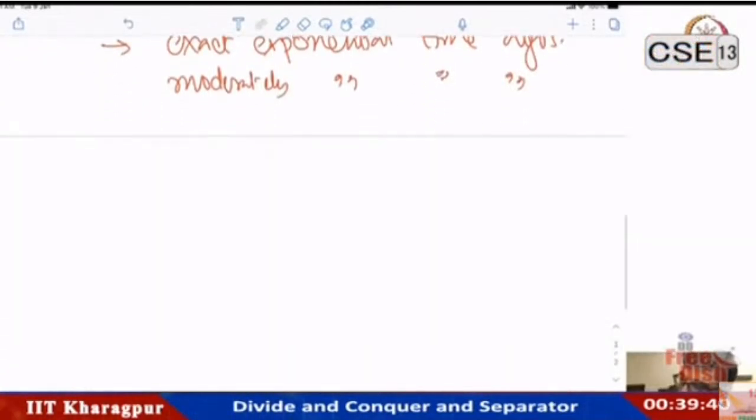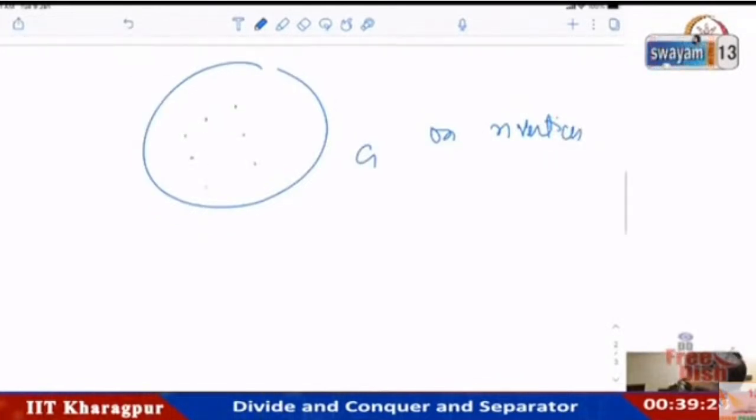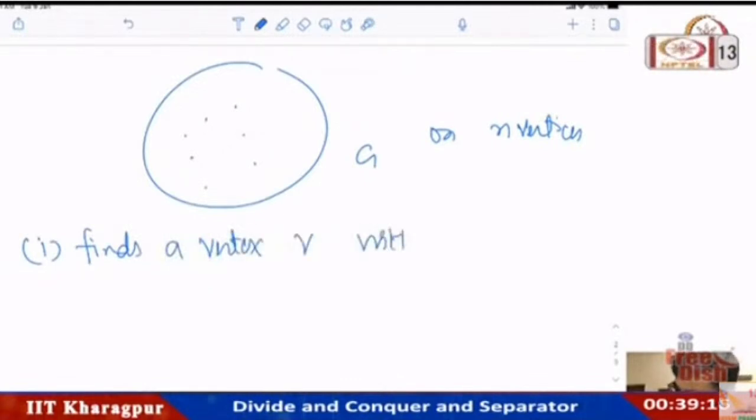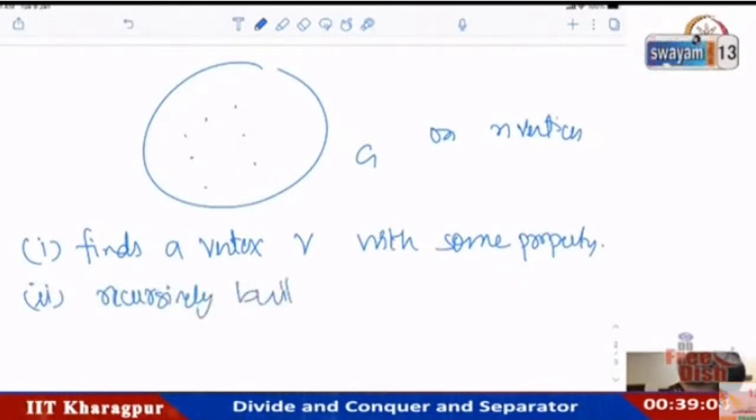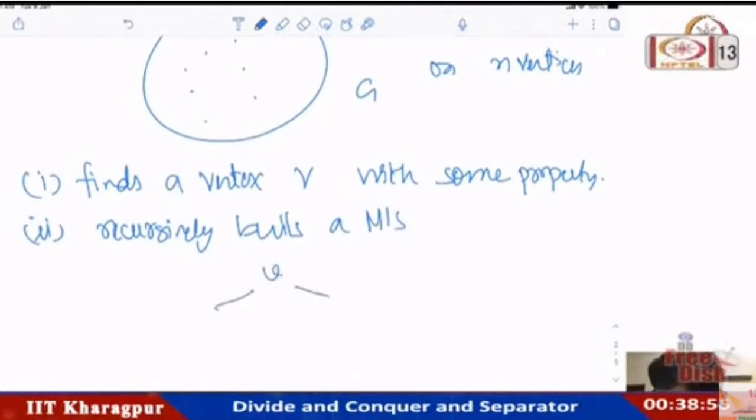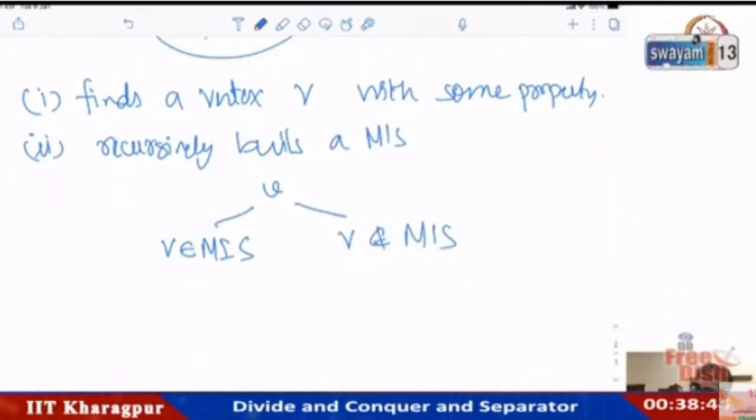So what will our generic algorithm be? The generic algorithm for this problem will be as follows. Here is the graph G on n vertices. The algorithm basically does the following: it finds a vertex V with some property, and recursively builds a MIS. What does that mean? I take this vertex V and we branch: we say either V is part of the maximum independent set or V is not part of the maximum independent set. If V is part of the maximum independent set, then what can we say?